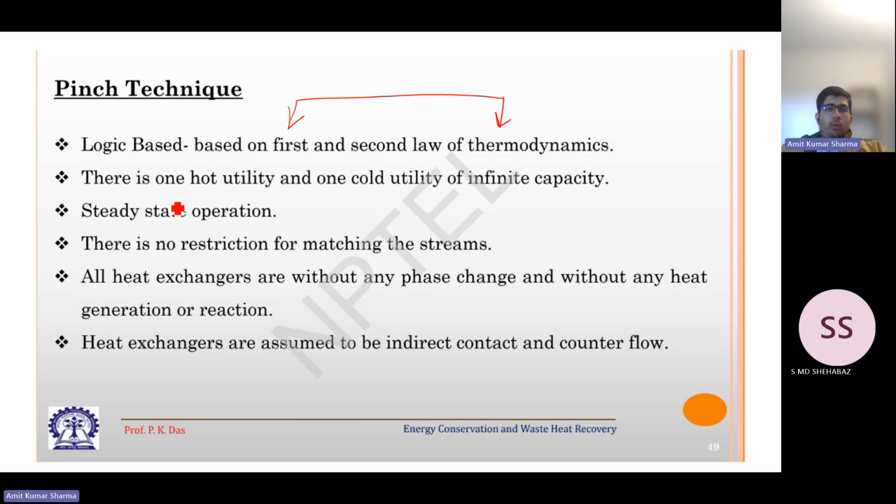There is one hot utility and one cold utility of infinite capacity. So we consider that there is one hot and one cold utility of infinite capacity. Steady state operation is there. There is no restriction for matching the streams. There is no restriction. Okay. All heat exchangers are without any phase change and without any heat generation or reaction. And heat exchangers are assumed to be in direct contact and counterflow. So these are the different conditions.